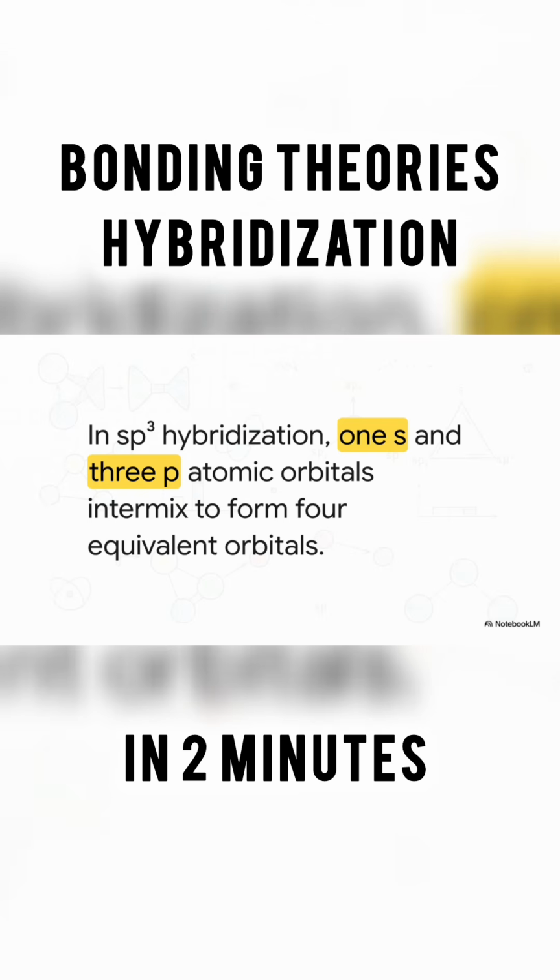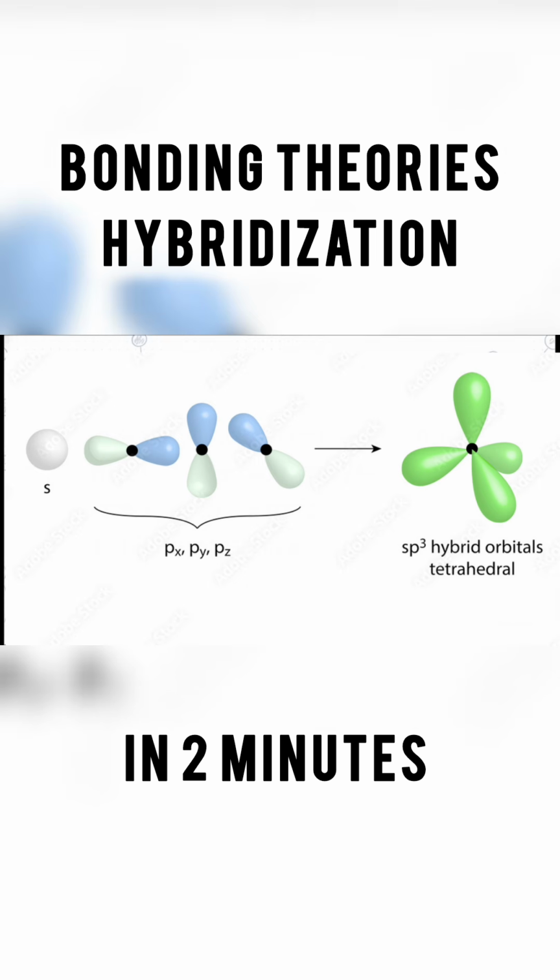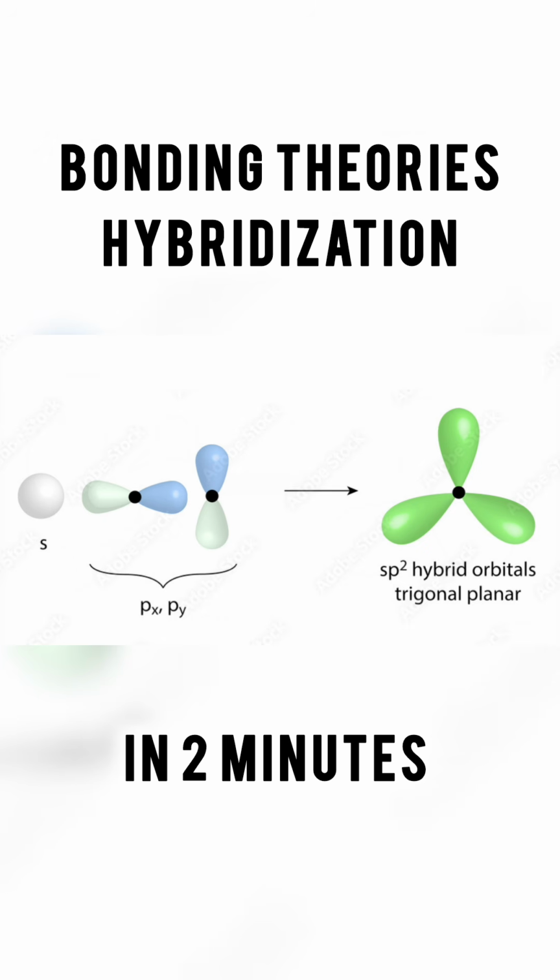First up, we've got sp3. This is a mix of 1 s and 3 p orbitals. And boom, you get 4 identical orbitals, making that perfect tetrahedral shape we see in methane. Okay, next is sp2. This time, we're mixing 1 s orbital with 2 p orbitals. That gives us 3 new orbitals, all lying flat on a plane. We call this trigonal planar.